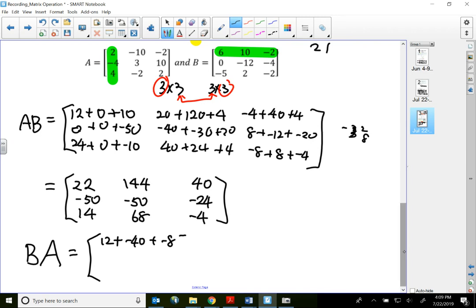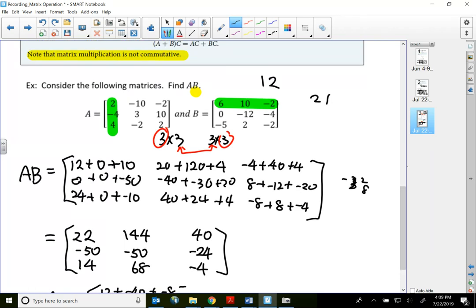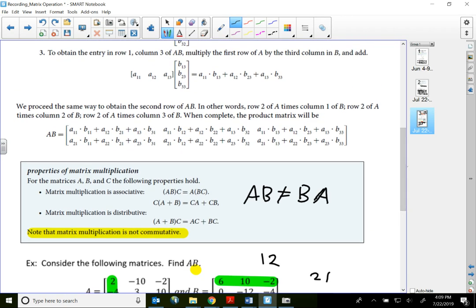So I hope that helps you understand matrix multiplication, scalar multiples, and adding and subtracting matrices a little bit better.